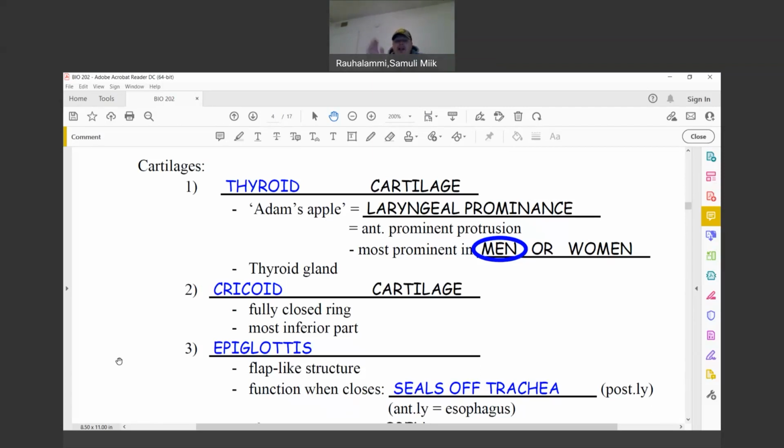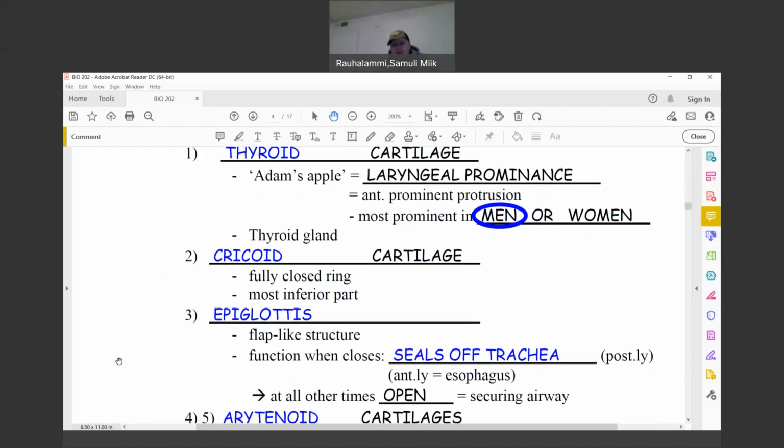Then we had the epiglottis, which was this flap-like structure that was kind of peeking a little bit out as well. And what we want to remember about the epiglottis was that it is open at all other times except when you're swallowing food or drink, when it comes down and closes the trachea, sealing it off, ensuring that the food goes down the esophagus rather than to the trachea. But at all other times it's open because ensuring that open respiratory pathway was a priority for us.